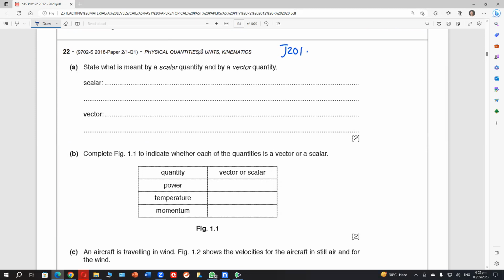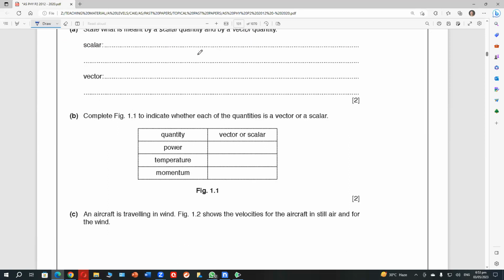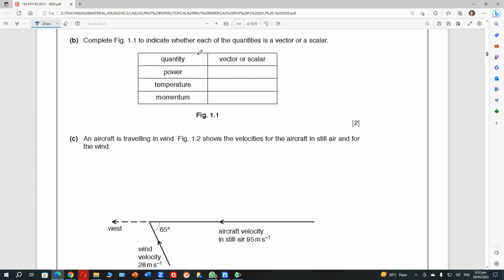The scalar only has magnitude and vector has magnitude and direction. Perfect. Scalar means only magnitude and vector means magnitude plus direction. That's again a very simple question, scalar or vector. So power is? Power is energy over time, which is scalar. Good. Temperature is? Scalar. Momentum is vector.